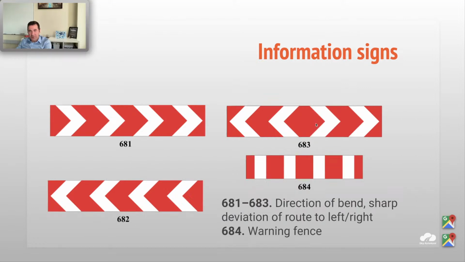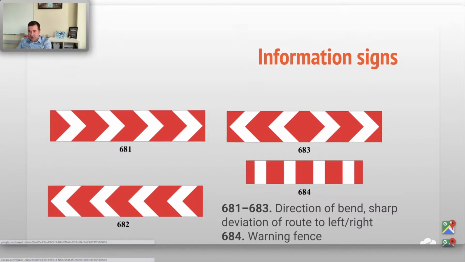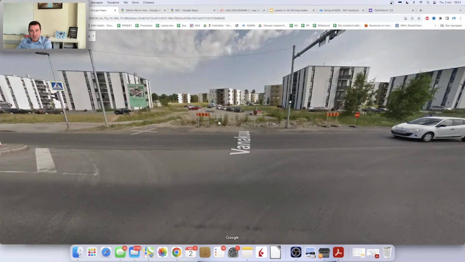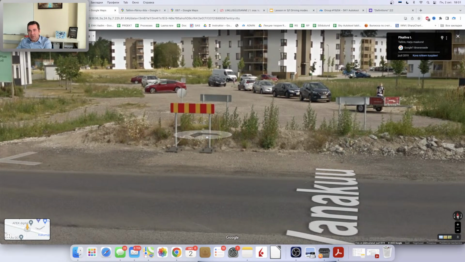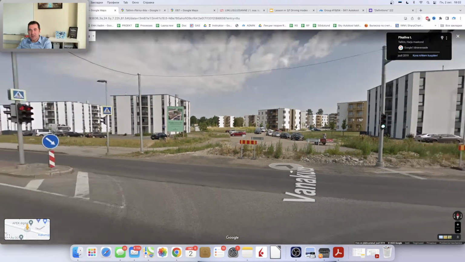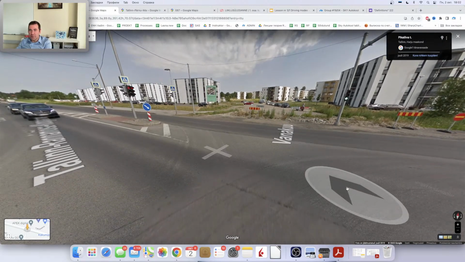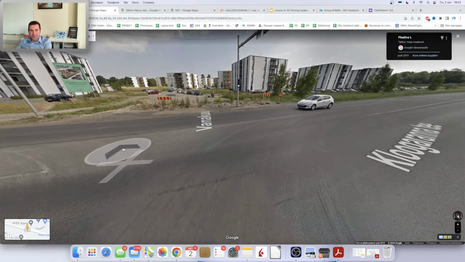Okay, what else do we have from information signs? There are some signs which warn you about the direction of a bend, a sharp deviation of the road to the left or to the right, or some warning fence. They also use the red color just to point your attention to something. For example, there used to be a street here, so you could simply go straight through, but now they changed that and put a sign which tells you that no, you cannot go straight, you have to turn to the left or to the right.